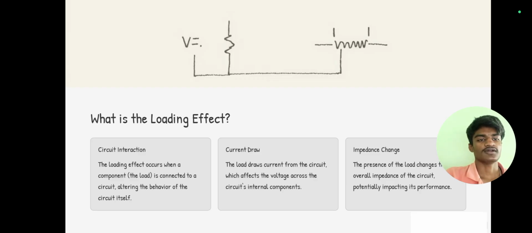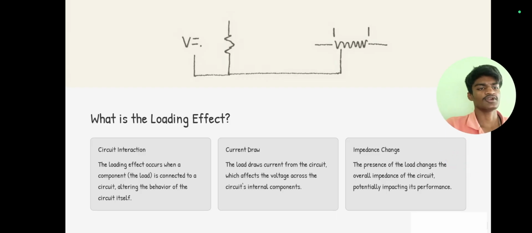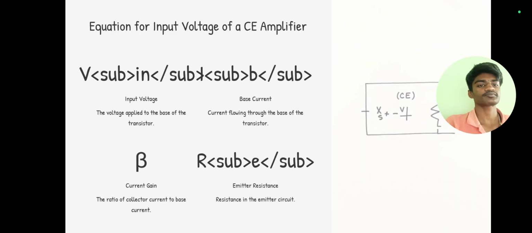Current draw. The load draws current from the circuit, which affects the voltage across the circuit's internal components. Impedance change. The presence of the load changes the overall impedance of the circuit, potentially impacting its performance. This is the equation for the common emitter amplifier. The beta represents the current gain, the ratio of collector current to base current.